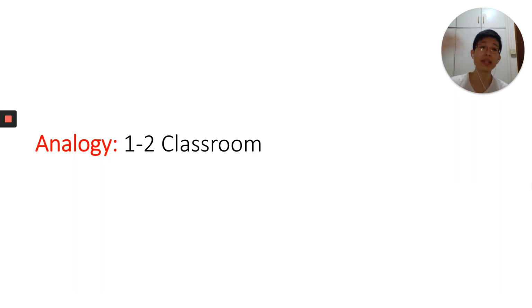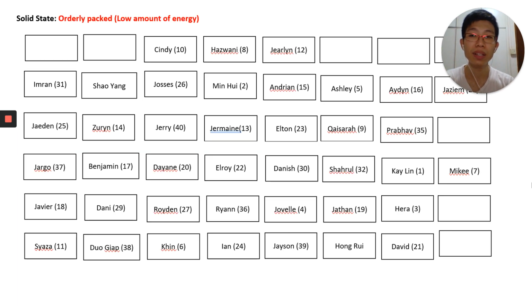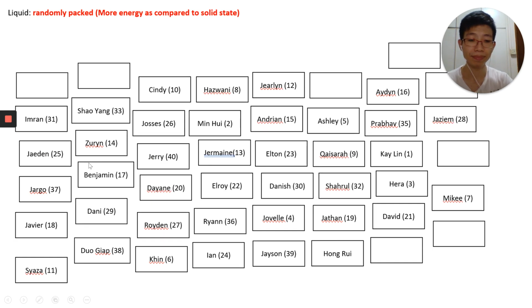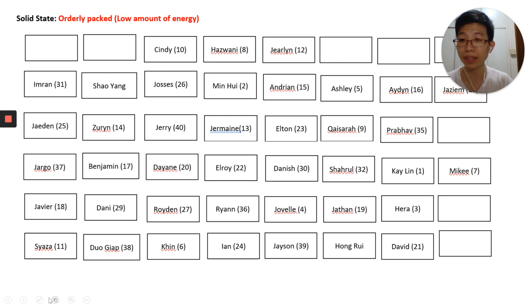Okay, so let me use an analogy to reinforce your learning. Imagine your current classroom seating arrangement. In a solid state, they are very orderly packed, just like how your tables are being arranged right now in an exam order. They are all individually packed in a very orderly manner. You see all the rows match each other and all the columns match each other. In your particle model, you need to ensure that all your particles must be circles, not rectangles as I show over here.